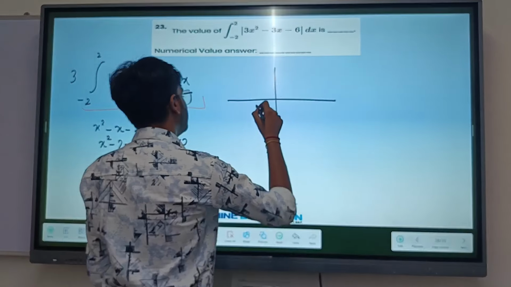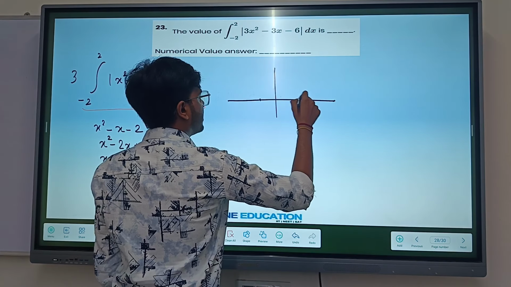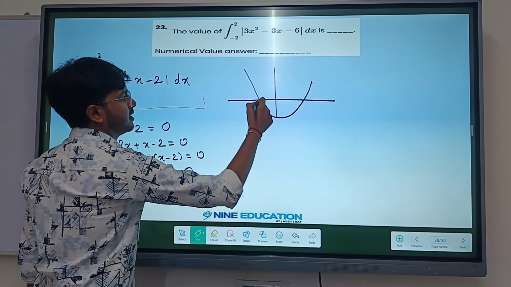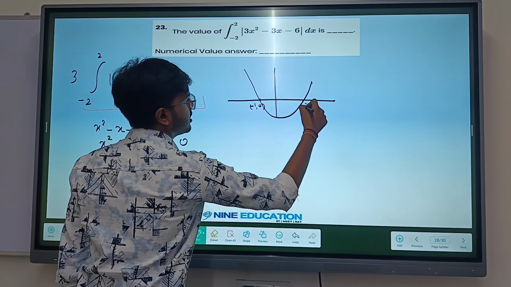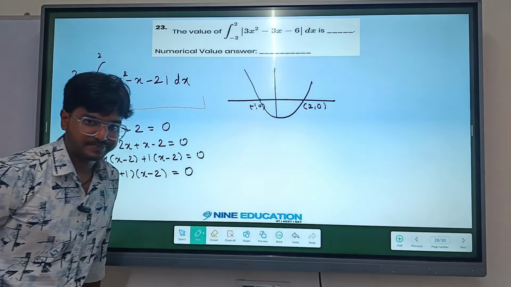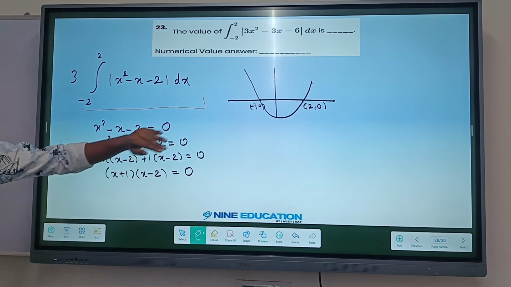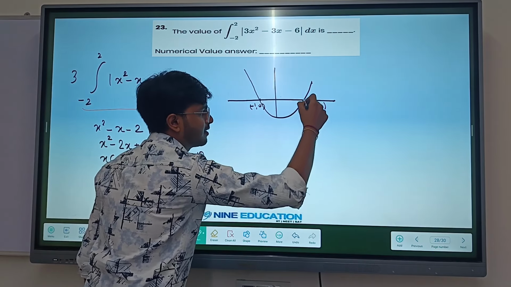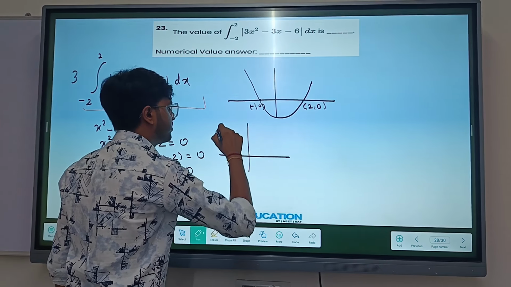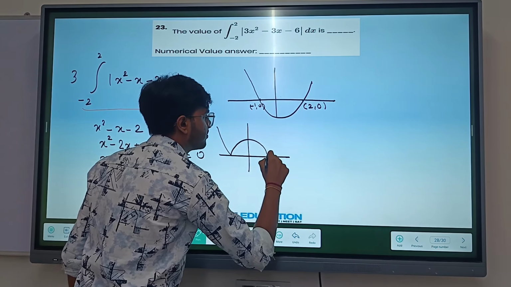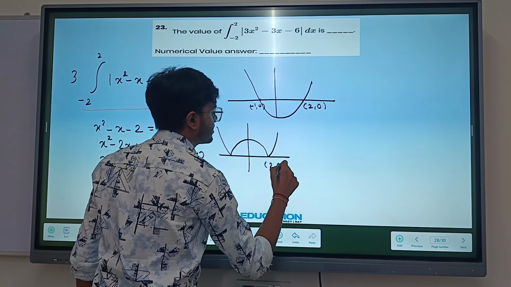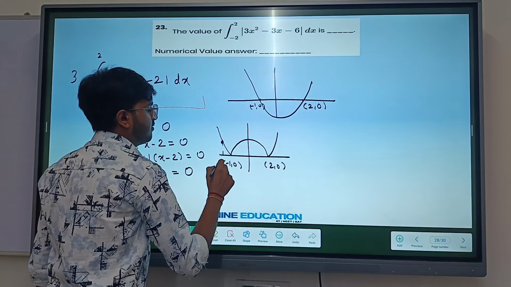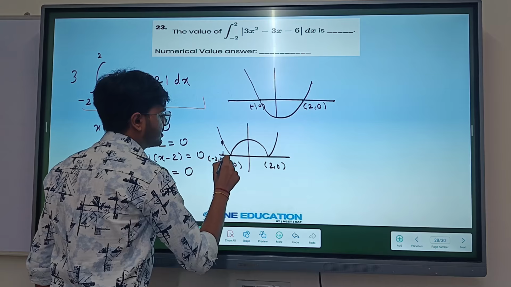So basically, if I draw the graph of this quadratic equation, how is the graph? Roots are minus 1 and 2. So the quadratic equation is something like this. This is minus 1 comma 0, this is 2 comma 0. But there is a mod in the whole function. So what happens actually is whatever is there in the negative y side will go to the positive side. So it will be something like this. This is 2 comma 0, this is minus 1 comma 0, and this is 2. So this point will be minus 2 comma 0.